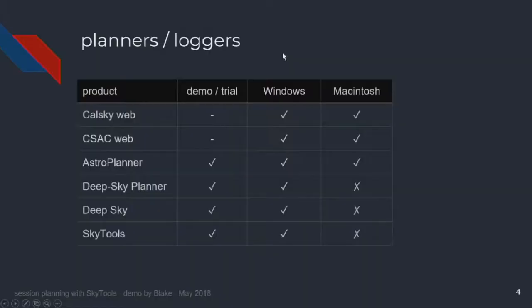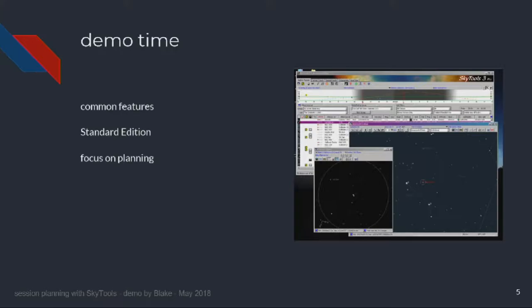So what I'd like to do now is give you a demo of the software, show you what it looks like. Again, you're going to see that I'm running the pro version, but I'm not going to overly emphasize those features. I'm going to show capabilities of the standard edition. And I want to really focus on the planning as opposed to the post, the logging types of things, sort of why you would want to use this software ahead of an observing session. So I'm just going to switch over here.